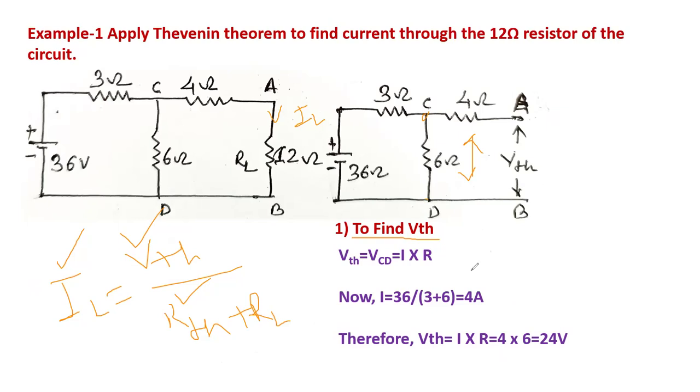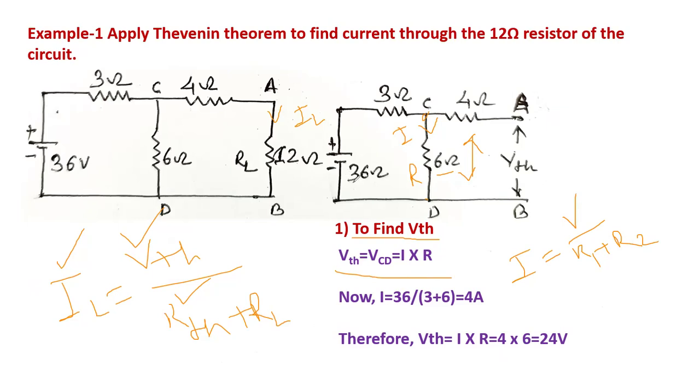Now see, again, what is our formula? VTH is equal to V, that is simply I, the current passing through the resistor R. We know the value of resistor R, that is 6, but we don't know the value of current I. So the formula is I is equal to V upon R1 plus R2, that we had seen.